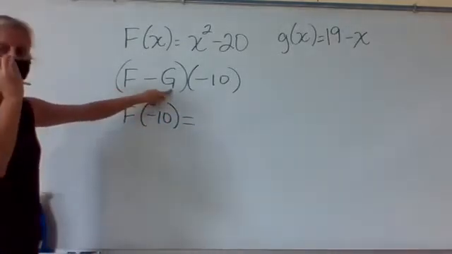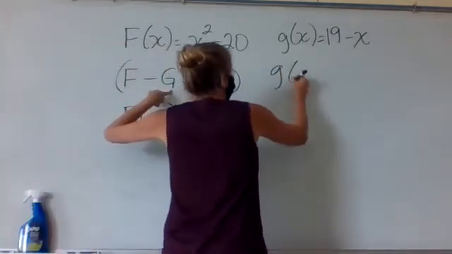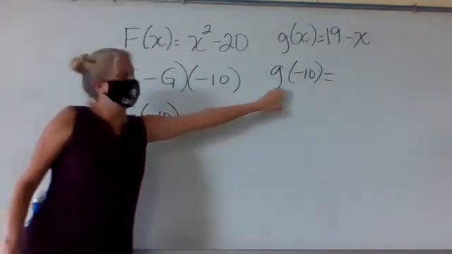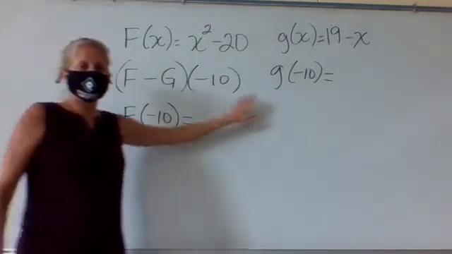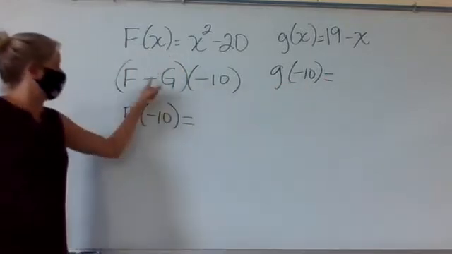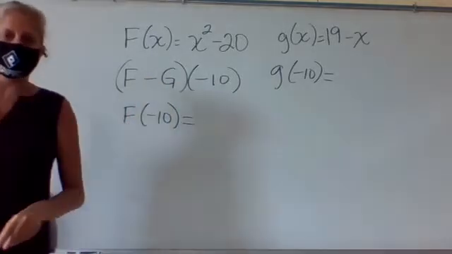Then I'm going to find g of negative 10. So I'm going to do those two things, f of negative 10 and g of negative 10. And then I'm going to subtract, right? That's what it's telling me to do to my solutions. I'm going to subtract the solutions.